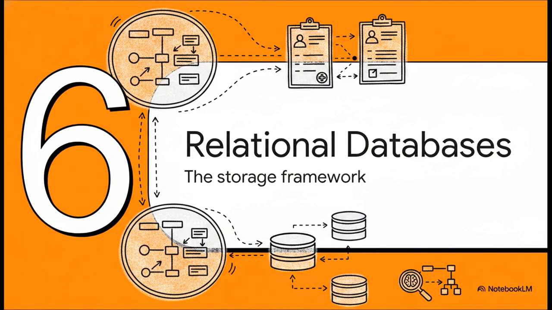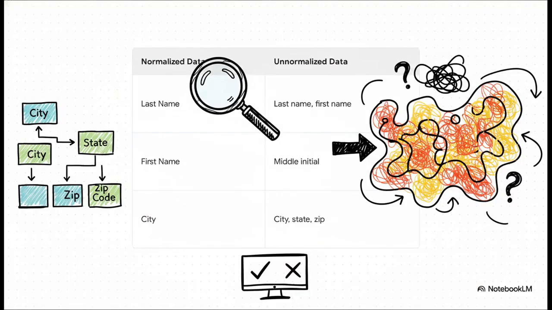And finally, Section 6, the relational database model. Let's zoom all the way into the actual storage structure used most often today. Before data even gets to rest in the database, it goes through a critical process called normalization. This just means breaking data elements down into the smallest useful pieces.